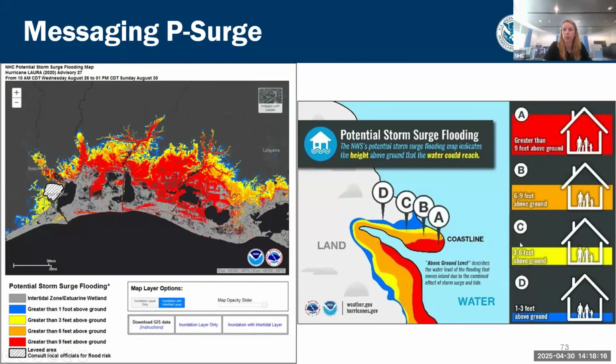And then just again, here's your messaging. Greater than 9 feet is going to be above the roof of a single story home. And you can see the family inside, that these water levels really are life-threatening. And this goes hand in hand with the storm surge watch warning, which you discussed yesterday, where if we believe that there is a danger of life-threatening storm surge, you will see the warning. And this just kind of goes along with it to help map out exactly what parts of your community are vulnerable.